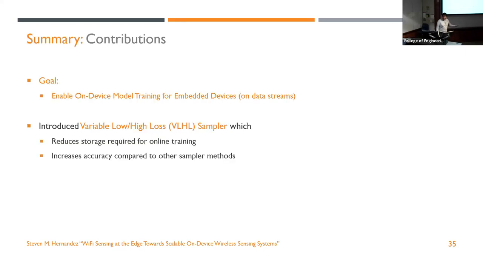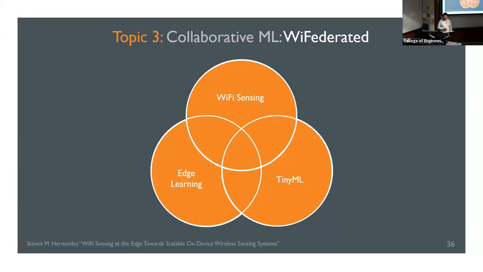All right, so in summary for this work, the goal was just to understand some ways that we could potentially train on this unlimited buffer of data on small devices. So how can we learn some amount of knowledge here? Towards that, we introduced the variable low high loss sampler, which does reduce the amount of storage that we need and also increases the accuracy compared to the other sampling methods we discussed.